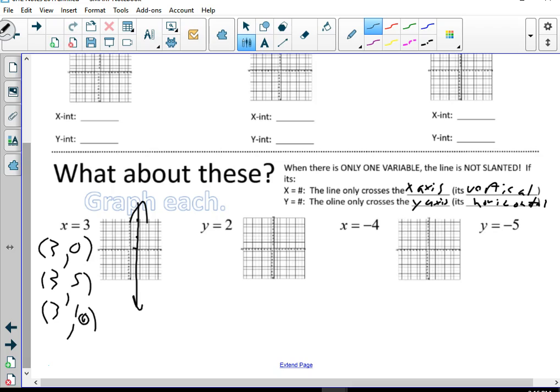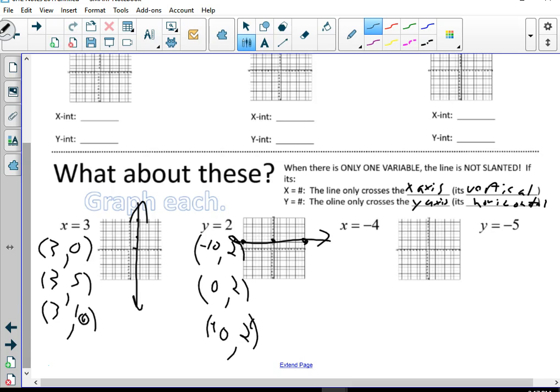Y equals 2. Y is always going to be 2. So put 2 in for y. And then just pick some numbers. Negative 10, 0, 10. Okay. Negative 10, 2. 0, 2. 10, 2. Oh, that's right. It's a horizontal line. You don't have to memorize it.